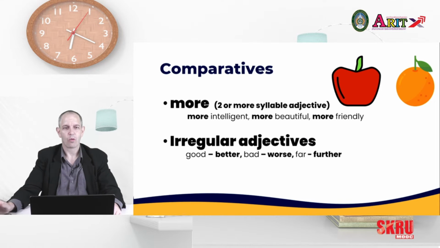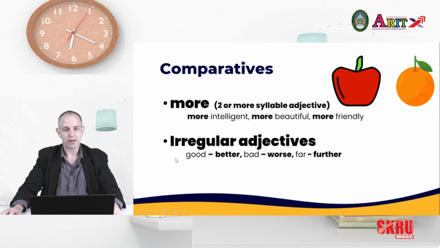Our third rule when we make comparatives is using more. And we use more when the adjective is two or more syllables. So example, intelligent, so we have 4. Beautiful, 3. Friendly, 3. So we use more with these adjectives: more intelligent, more beautiful, and more friendly.